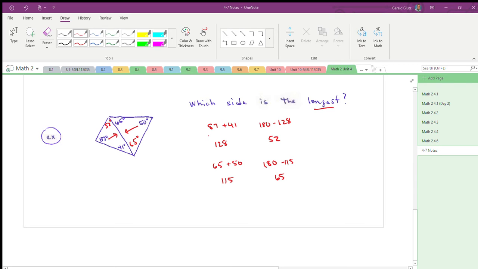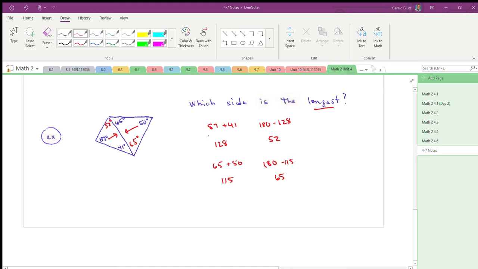50 is the smallest angle, so this is the smallest side for this triangle. If this is the smallest side, these two sides have to be bigger than this one. And for the left one, remember, this was the longest. So if these two are bigger than this one, the right triangle is definitely bigger.